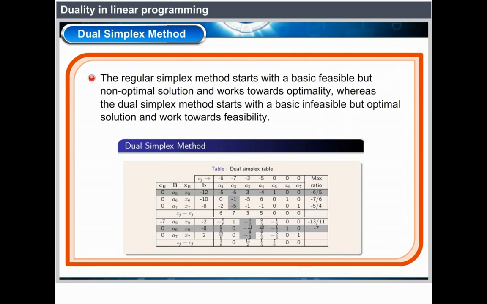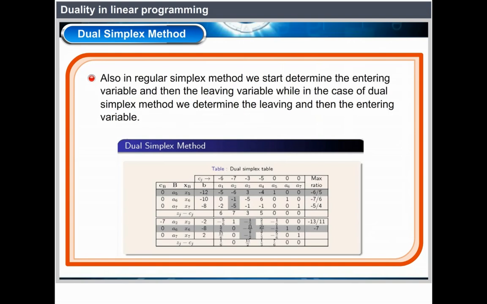The regular simplex method starts with a basic feasible but non-optimal solution and works towards optimality, whereas the dual simplex method starts with a basic infeasible but optimal solution and works towards feasibility. Also in regular simplex method, we first determine the entering variable and then the leaving variable, while in the case of dual simplex method, we determine the leaving and then the entering variable.